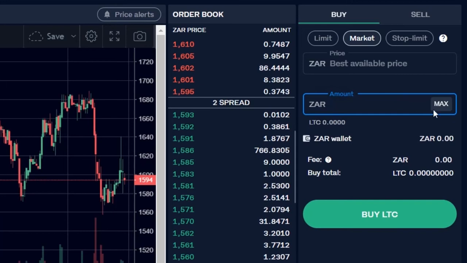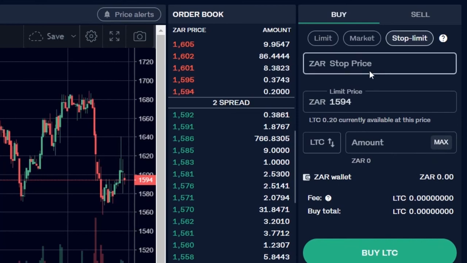You put the amount here, you max it out if you want to use all your money in your wallet to buy for that order. This is our wallet again, and the fee is going to be applied if you're making an immediate order. This is the buy total, then you press buy again. The stop limit has the stop price, which is the trigger price. It is the one that triggers your order to go in the market if the market has reached that price.